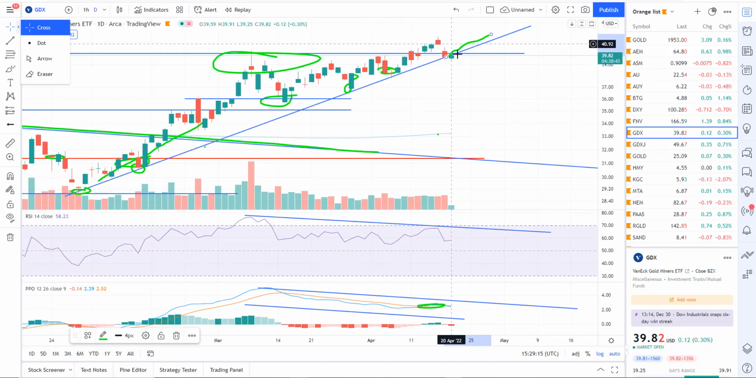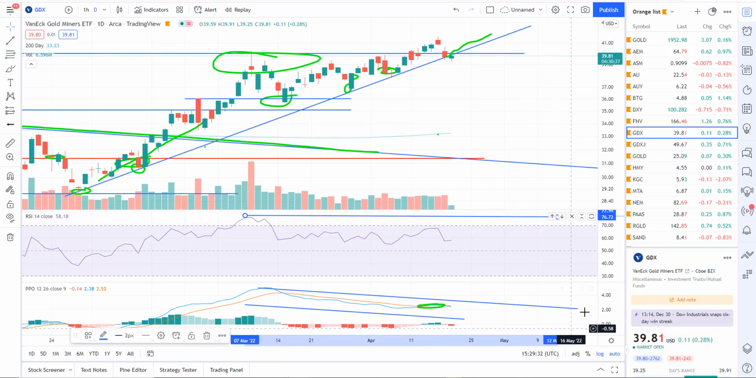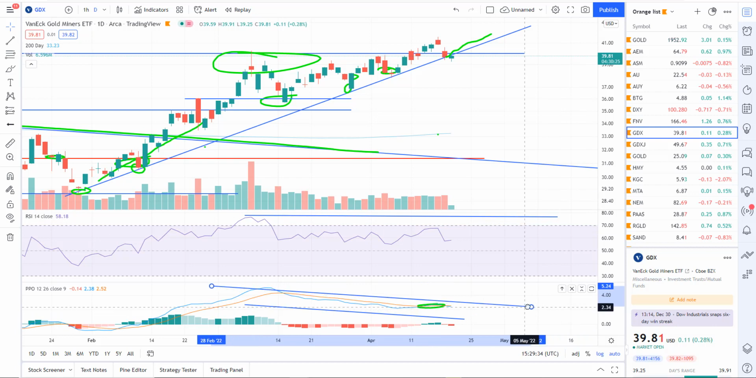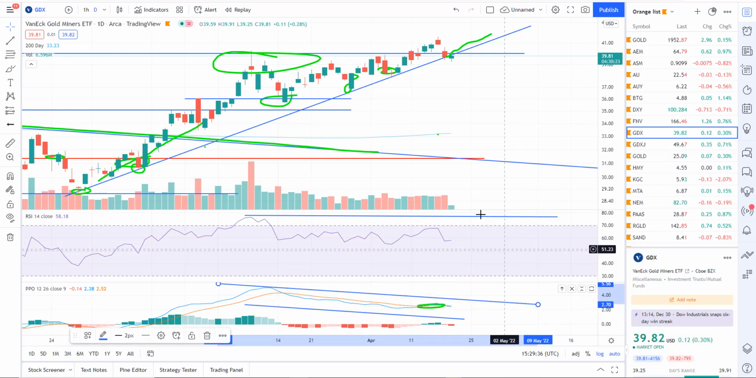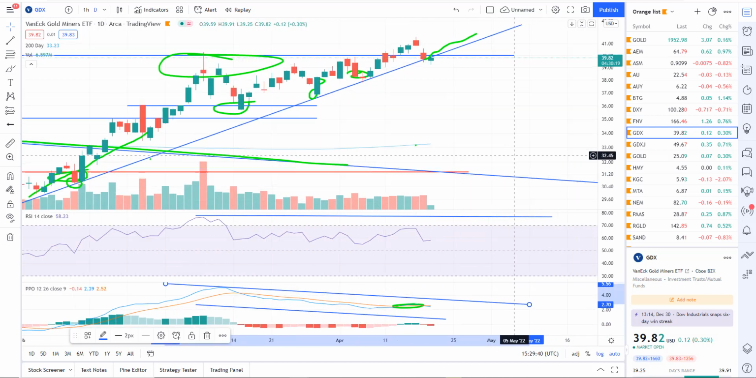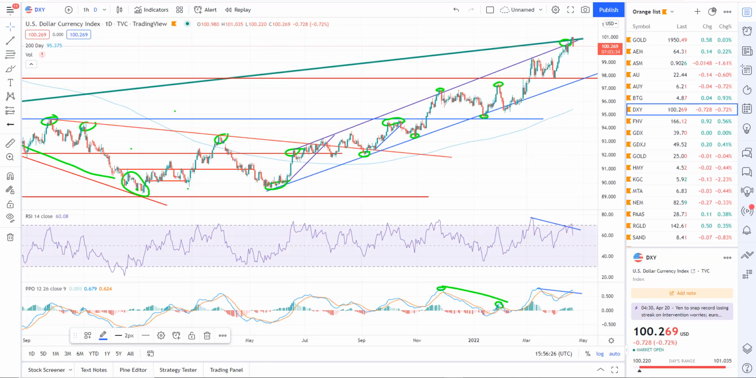If we get an impulsive breakdown and a sell signal in GDX, then yes, we could come down, probably test the 200-day moving average down here at about 33.30. Otherwise, if we continue higher for much longer and get some sort of impulsive buying, we're going to burn through this negative divergence, and it will no longer be there. So until I see that sell signal, I'm still long the miners in general.